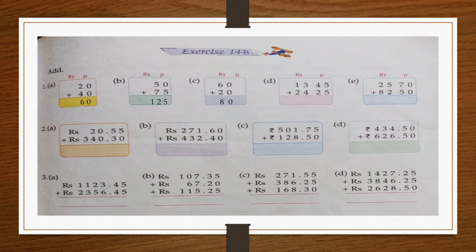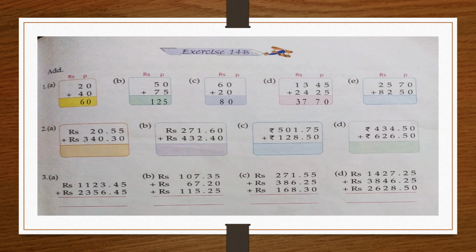In the C part, simply add the rupees section. You will get 80 rupees. Now in the D section, add the first paisa column. So 5 plus 5, 10, 1 carry. 4 plus 1, 5, 5 plus 2, 7. So 70 paisa. Then from the rupee section, 3 plus 4, 7, and 2 plus 1 is 3. So it's 37 rupees, 70 paisa.